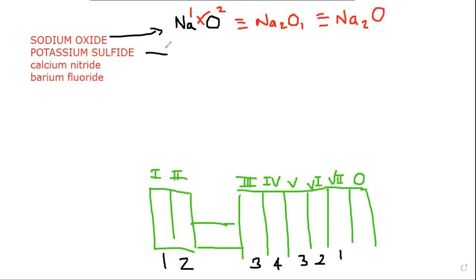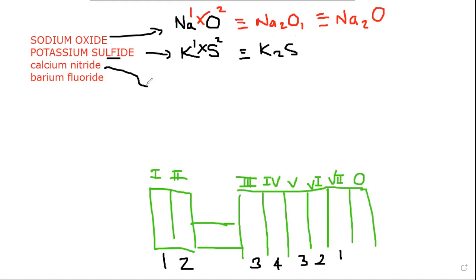What about potassium sulfide? You can pause the video and try it and see if you're able to get the correct answer. What is found in potassium sulfide? You have potassium and sulfur. Sulfide is just sulfur. Potassium is K, capital K. Sulfur is capital S. The valence number there is 1. The valence number here is 2. When we interchange, what do we get? We get K2S.